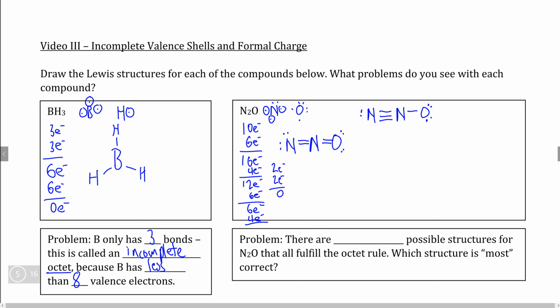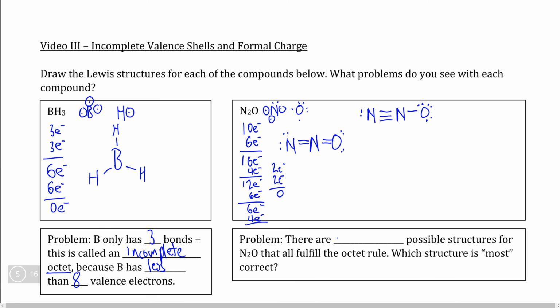So where do we put them? Well, let's check octets. This nitrogen on the left has 2, 4, 6, 8. The nitrogen in the center has 2, 4, 6, 8. And the oxygen on the right only has 2, 4, 6. So we can put the last lone pair on this oxygen instead, giving it 8, meaning that we've used all of our electrons, and all of the atoms once again have 8 valence electrons, so they have a stable octet.